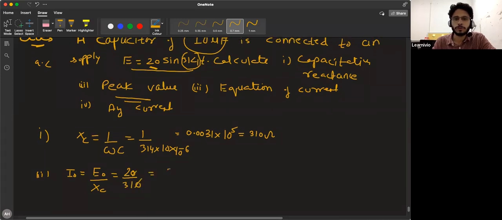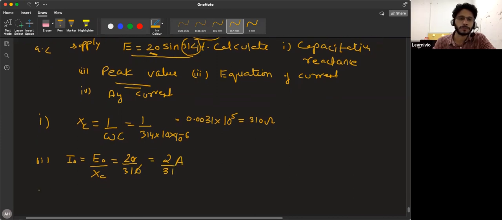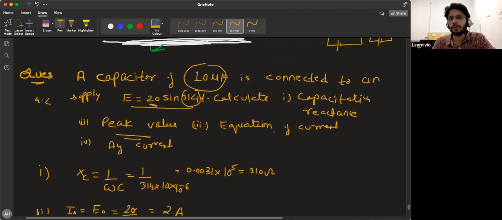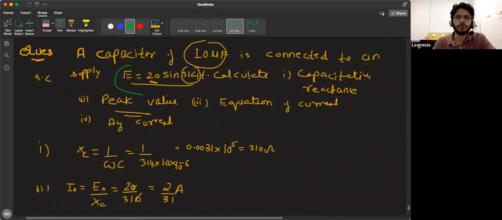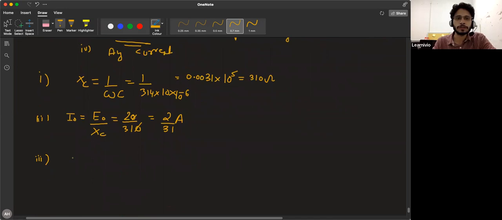So it's 2 by 31 ampere. Third part, equation of current. So this is the equation of EMF, 20 sine 314t. For the equation of current, what should be the equation of current in this circuit, Mehraj? It is a circuit having capacitor only. What should be the equation of current?